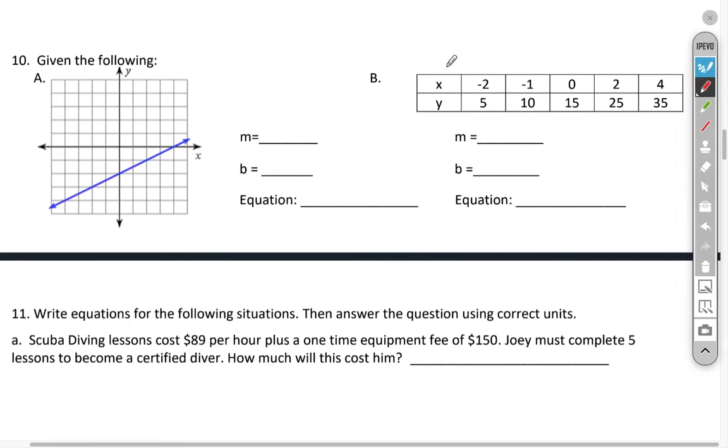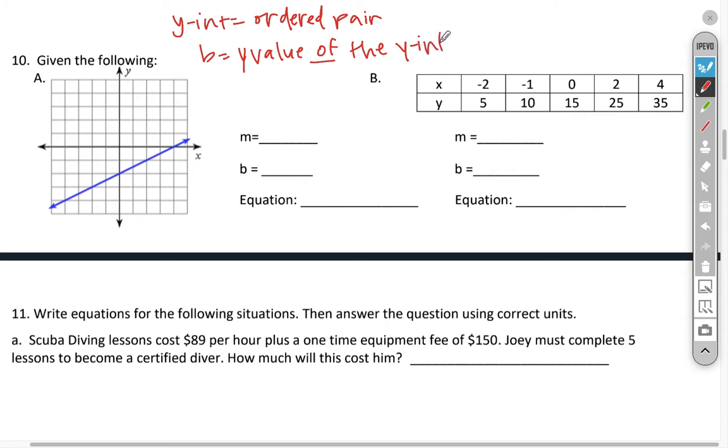All right. Number 10 wants us to find the m, the b, and the equation. This is our slope, our y-intercept, and our equation. So notice this is asking for b, so we don't have to write this. So if it's a y-intercept, this means ordered pair. And if it's a b, this is asking for the y value of the y-intercept.